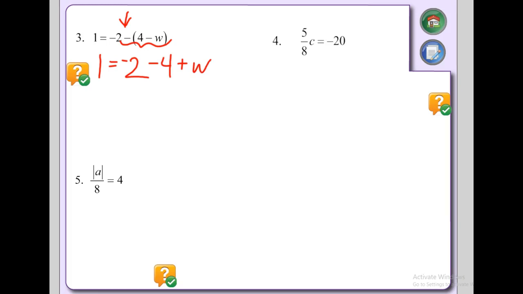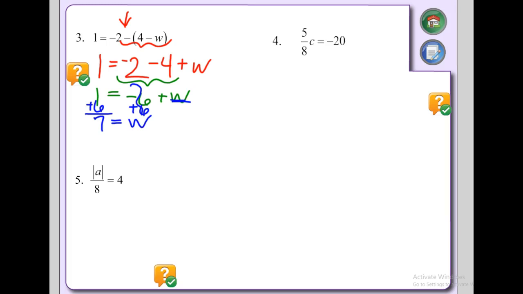Okay? All right, so now, do you see some like terms we can put together? Yeah, what's negative 2 minus 4? That's going to be negative 6 plus w, and we still have equals 1 over here. All right, so now we still need to get w alone. Who's my floater this time? Yeah, negative 6. What's the opposite of negative 6? Positive 6. Addition property of equality. What I do to one side, I do to the other. So we get w equals y.